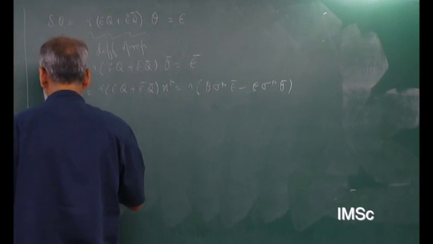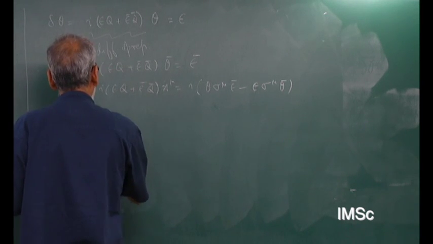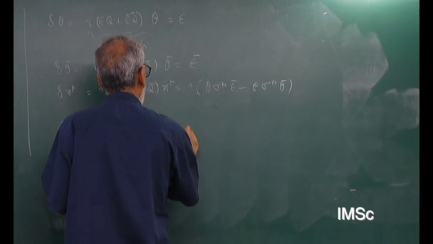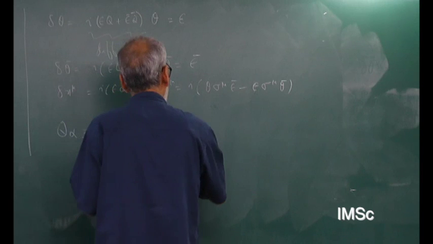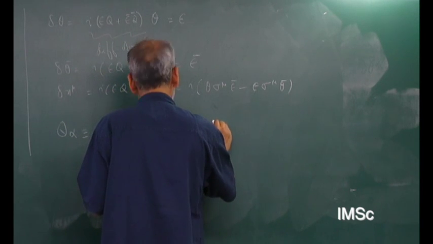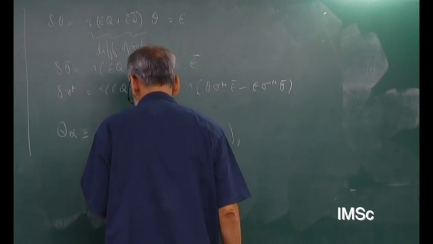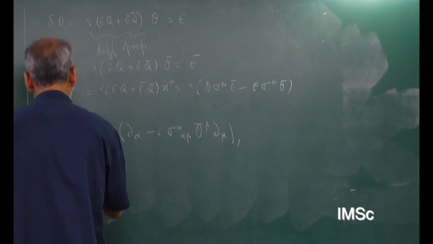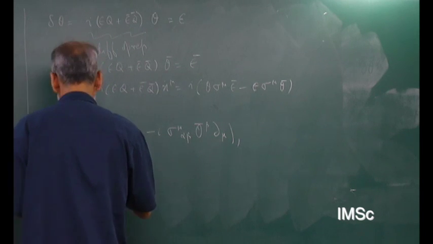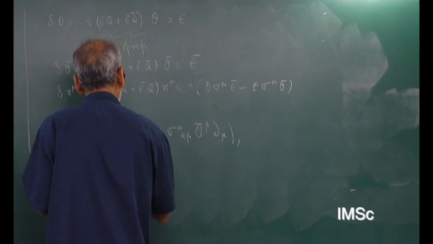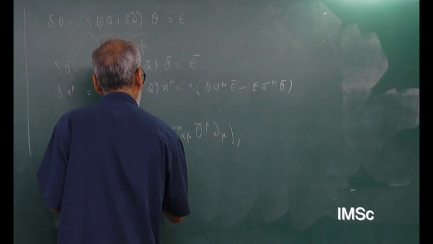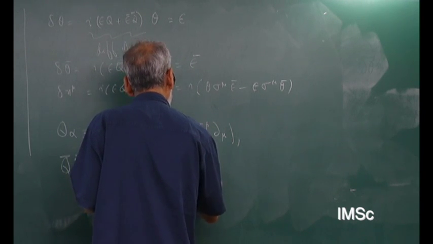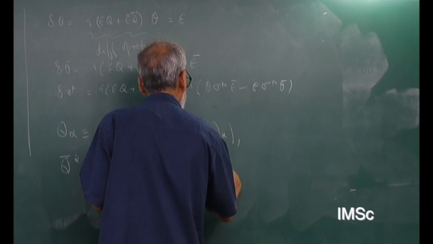Q alpha is minus i d alpha minus i sigma mu alpha beta theta bar beta d mu. Q bar alpha dot is minus i d bar alpha dot minus i sigma bar mu alpha dot beta theta beta d mu.